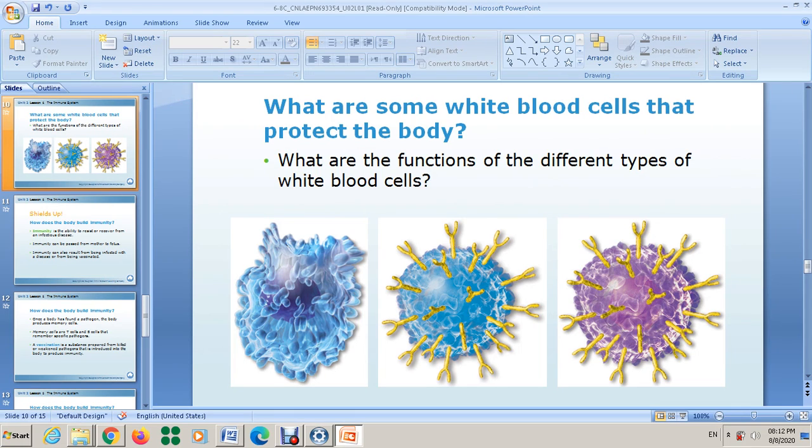Hello everyone. In the previous video we were talking about the types of white blood cells, and these are parts of the immune system. They help in the internal defense of the body when any pathogen or antigen is in the body. Now I want to solve question 10 with you first.